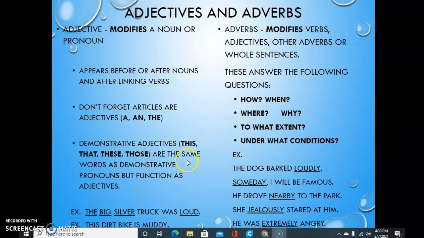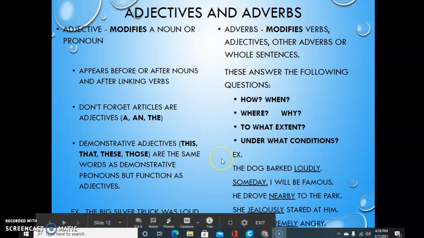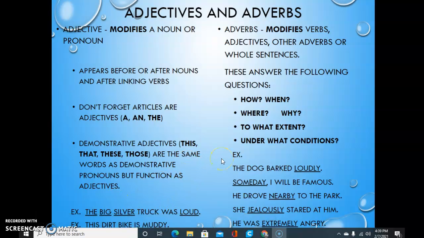So let's go ahead and take a look at just these two examples on the bottom here. The first example says, the big silver truck was loud. Well, if you take a look, we've got four different adjectives certainly in that sentence. The is an article, referencing truck. Big and silver are both adjectives also, modifying truck there. And then we have loud, which is functioning as a predicate adjective there. It's linking together, of course, truck to loud.